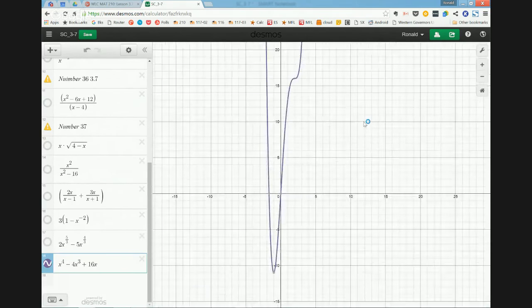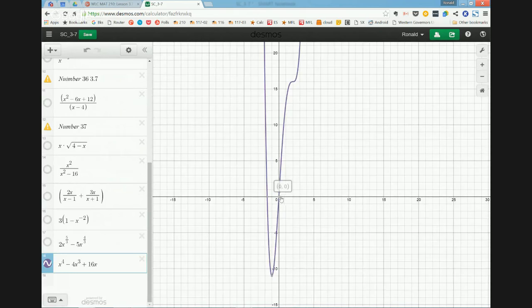Well, you can see all the key points are there. See, the origin is an intercept. Here's that point, -1, -11. And here's that inflection point, which is supposed to be right at 2, which I'm not nailing, but you can see it's an inflection point because it's changing from concave down to concave up.